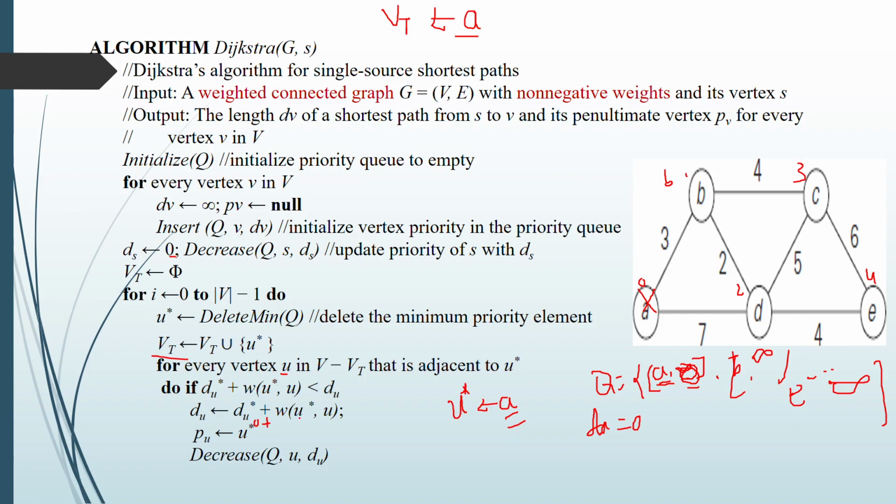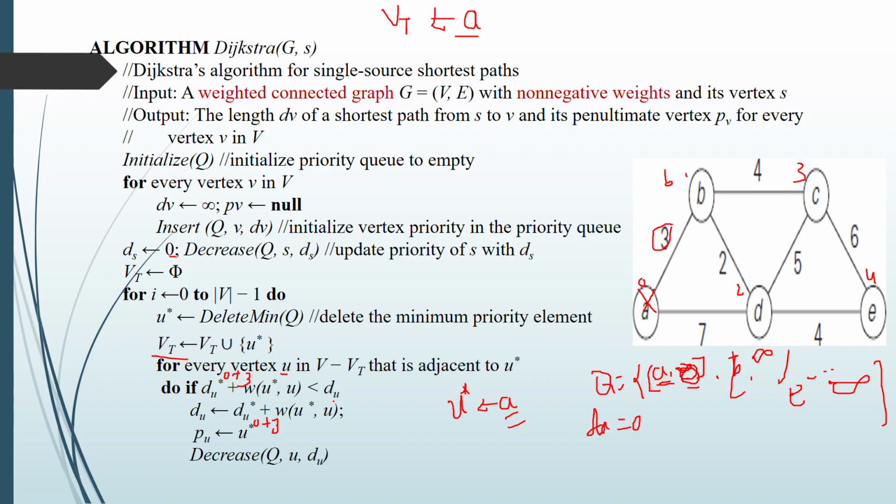Now A is your vertex as u star, and adjacent to A is B here. So what is the weight? W means weight of the edge which connects your u star and u. That is the edge which connects your A and B, and what is the weight of that one? It is 3 here. Okay, one step I forgot. Here I have to write, sorry, 0 plus 3 here.